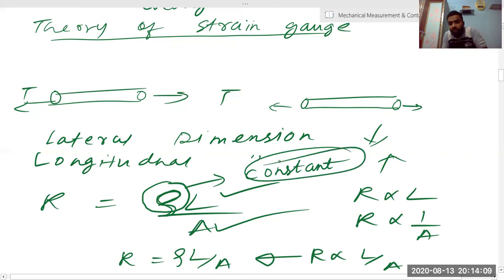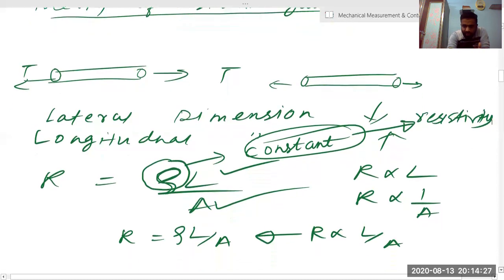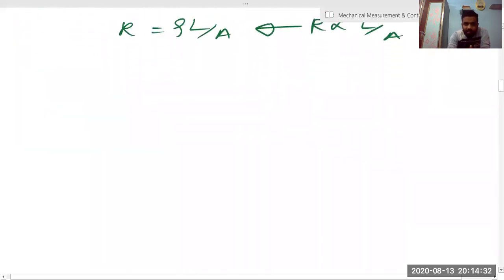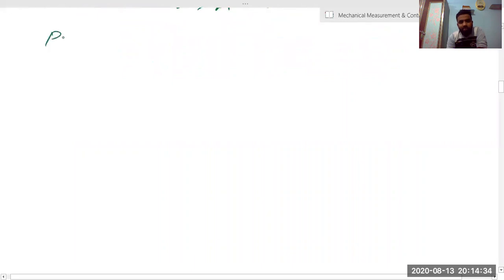So whenever there is a change in L, there is a change in A. The inherent constant of the instrument also changes, which is called resistivity, or you can even say specific resistivity. Since the constant also varies due to the change in length and area, these instruments, the strain gauges, are also called piezo-resistive gauges. I'm just giving you another name for the strain gauges.